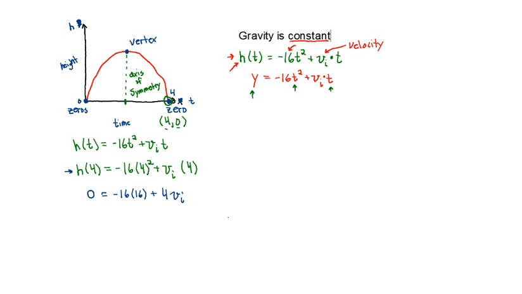Well, as you can see, now we only have one variable. We can solve this equation. So I'll do that fairly quickly. Hopefully you can follow along. Negative 16 times 16 is negative 256 plus 4 times the initial velocity, and that equals 0.